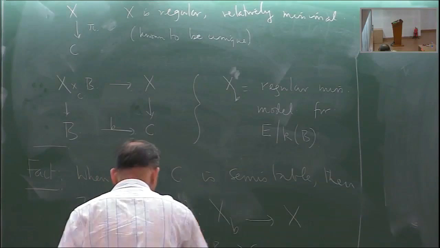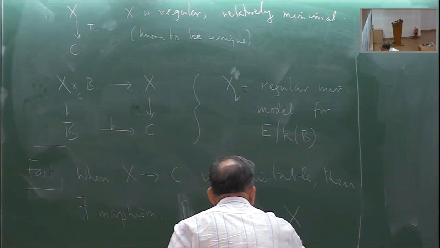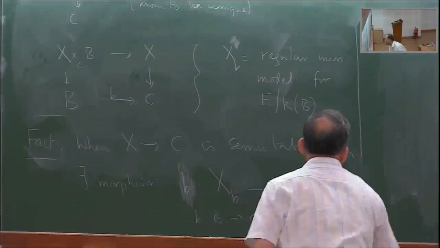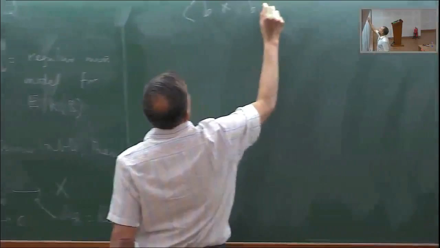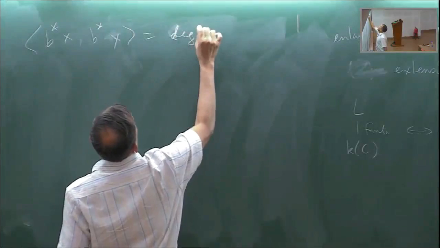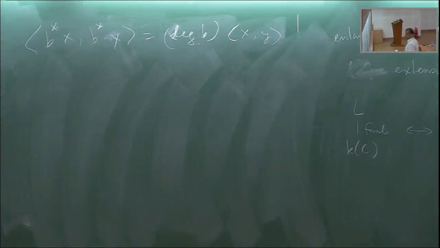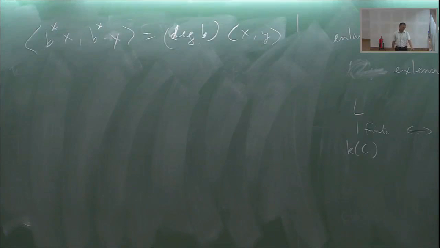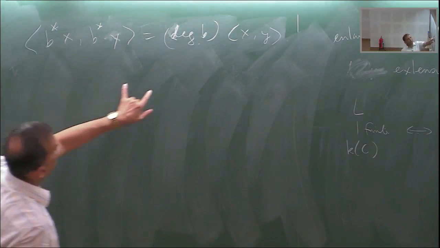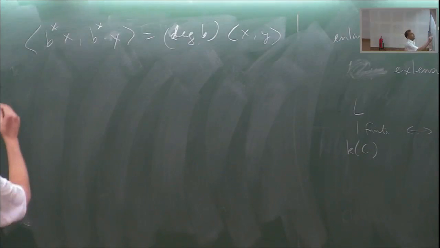Because there is a map, and this map is of degree equal to the degree of the base curve B, I can look at the intersection product P_B x. It satisfies degree B times XY. This is from intersection theory. Once you have a map like this, which is quasi-finite and of some degree, it follows from the intersection theory of surfaces that such a map is there on NS of X.